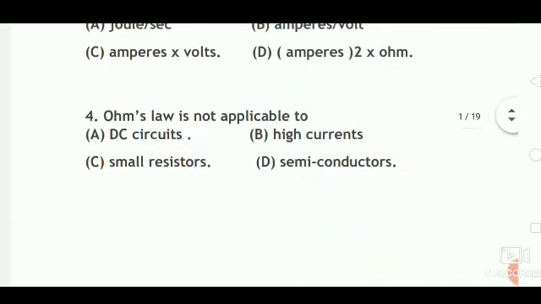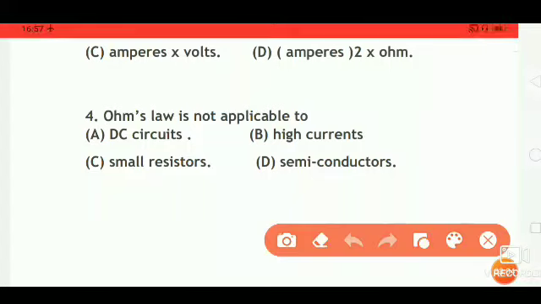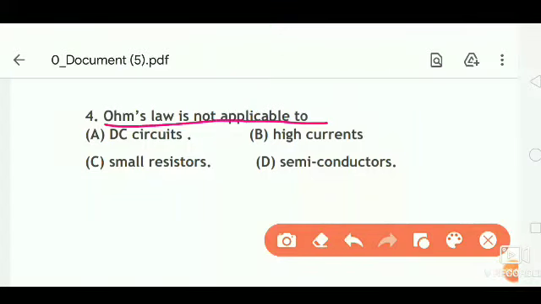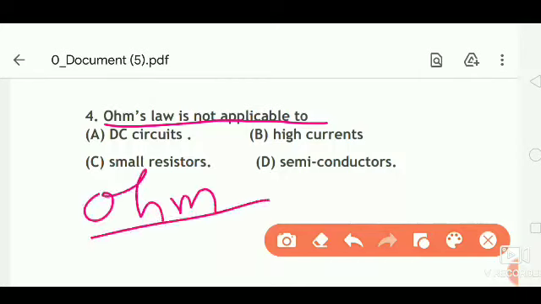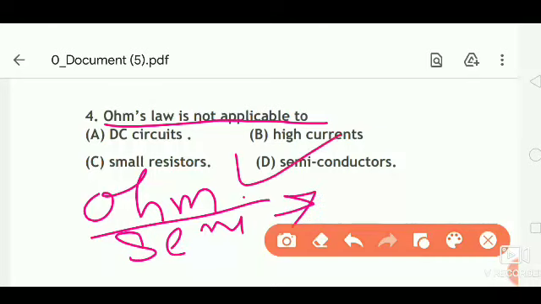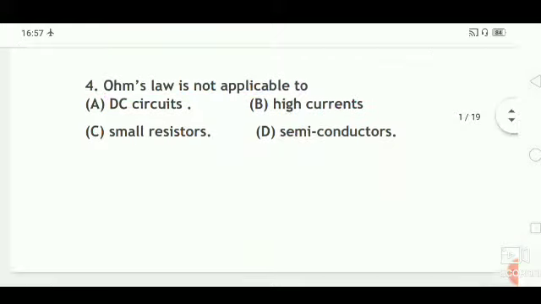The next question is: Ohm's law is not applicable to which of the following? Option A DC circuit, option B high current, option C small resistors, option D semiconductor. We know Ohm's law is not applicable to semiconductors and electrolyte solutions. So option D is the right answer.